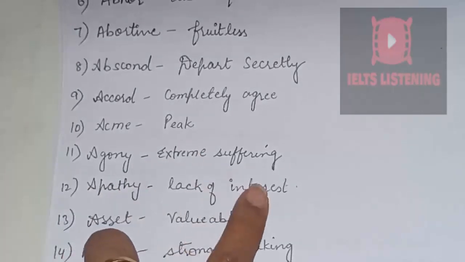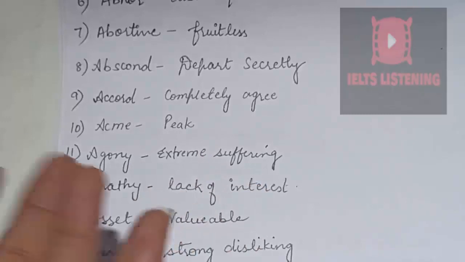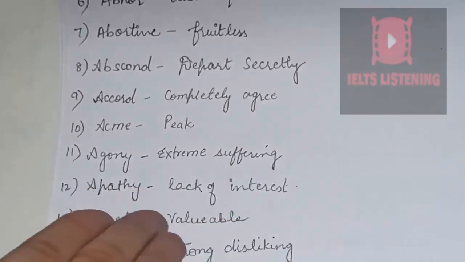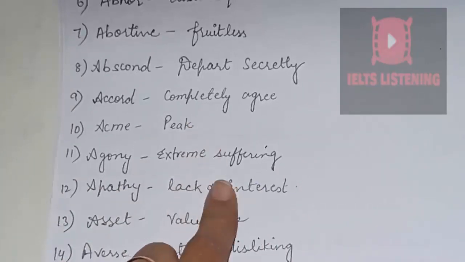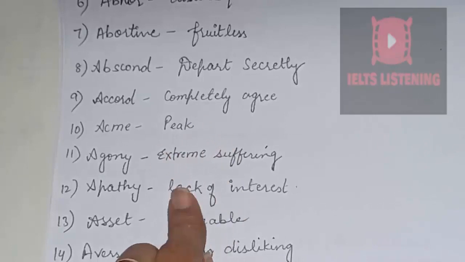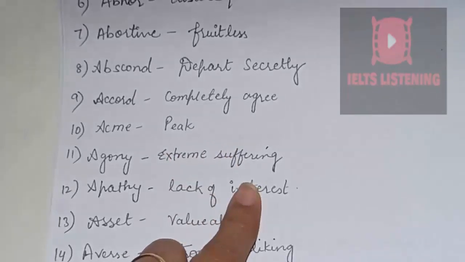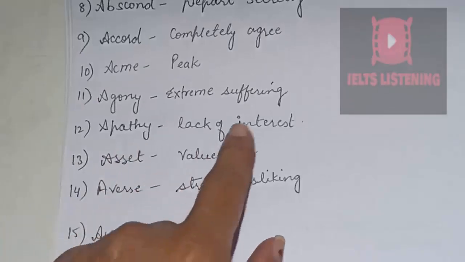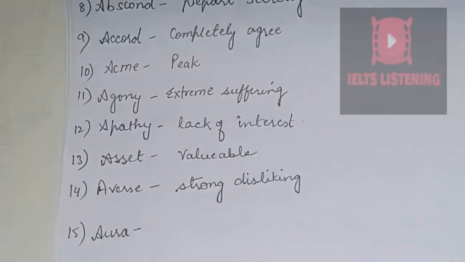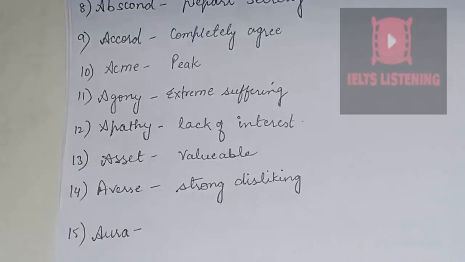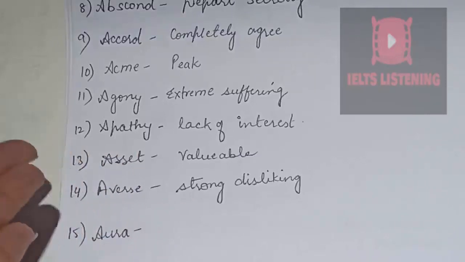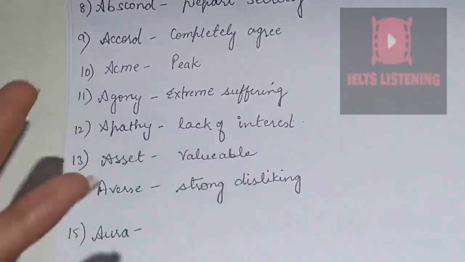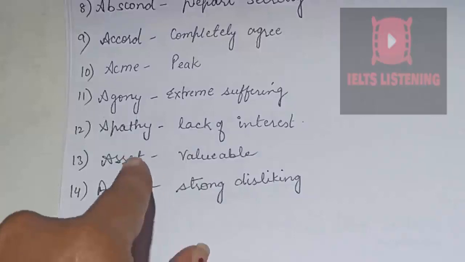Apathy means lack of interest. If we do not have interest in any kind of things, we can say that apathy. So you can say that we should change our apathy to sympathy. If you do not have interest in anything, you can say that I have apathy towards it. Like some people have apathy towards education, so they have a lack of interest towards education. So you can use this.